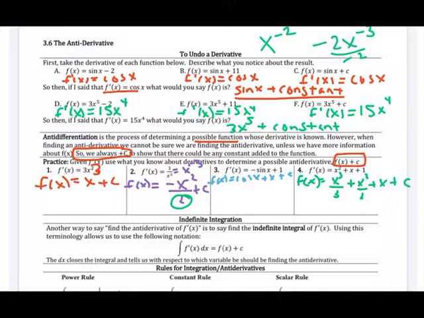Thinking about number 3, what do I take the derivative of to get negative sine of x? Well, cosine of x. What do I take the derivative of to get 1x?